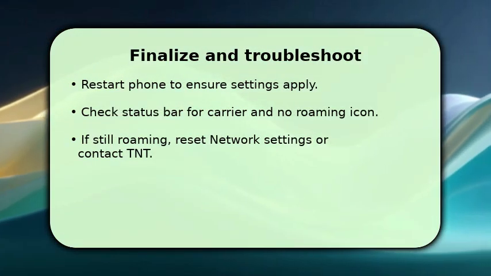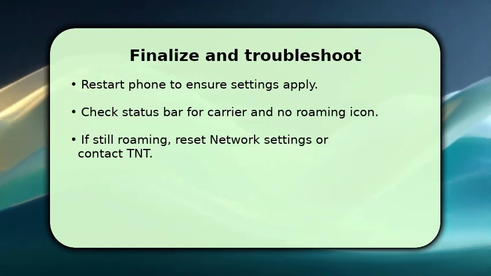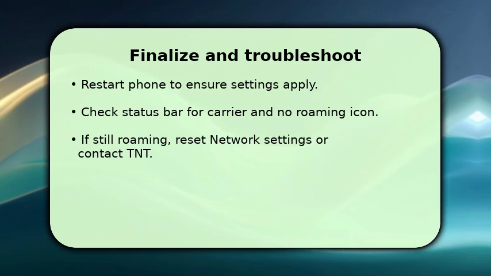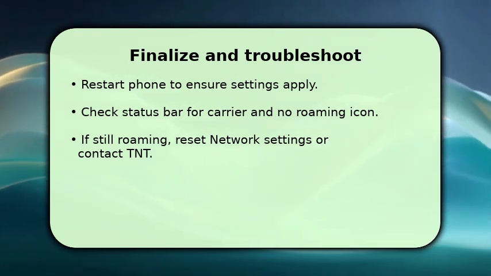After switching roaming off, restart your phone to ensure the setting fully applies. This helps the device re-register with local networks. Once rebooted, check the status bar for your carrier name without a roaming indicator.